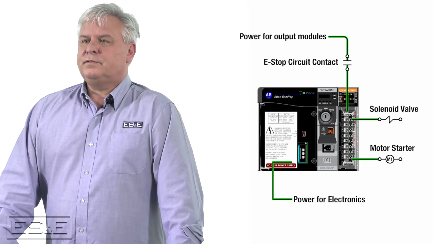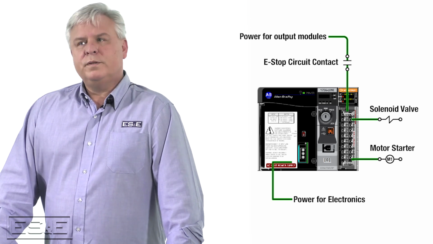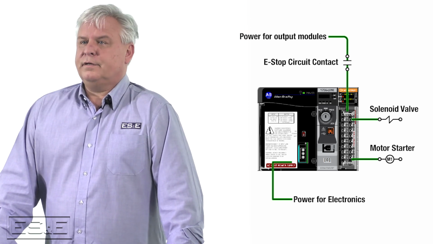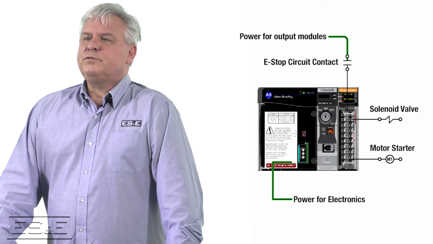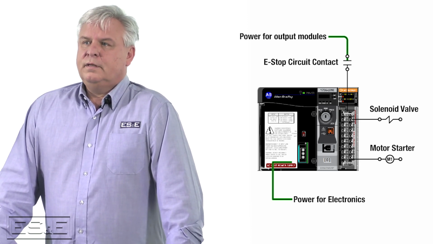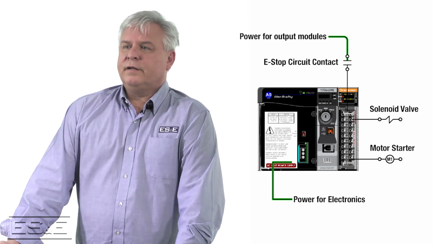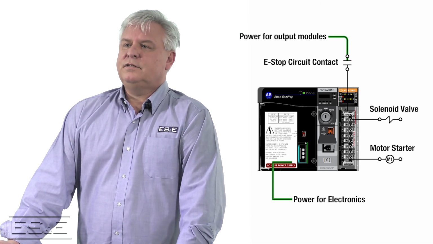Power to the output circuit is typically isolated and may be turned on and off with a safety device, like an e-stop circuit. This would ensure power is removed even if the PLC was telling the output to turn on. This also allows you to remove power from all of the output devices without turning power off to the PLC.